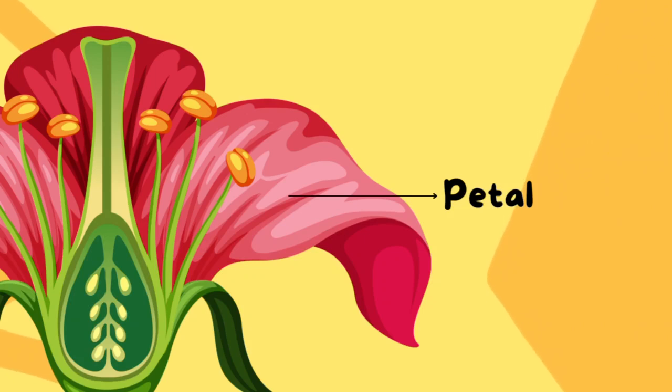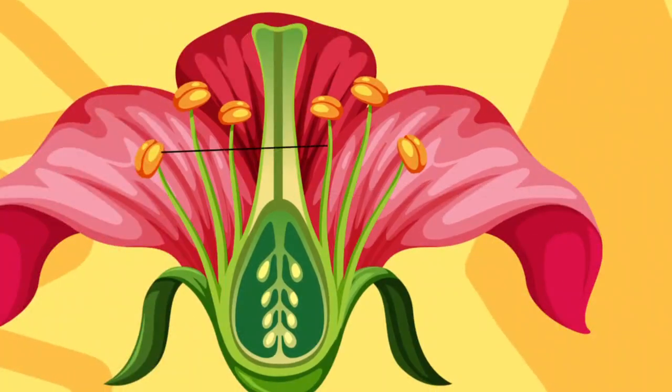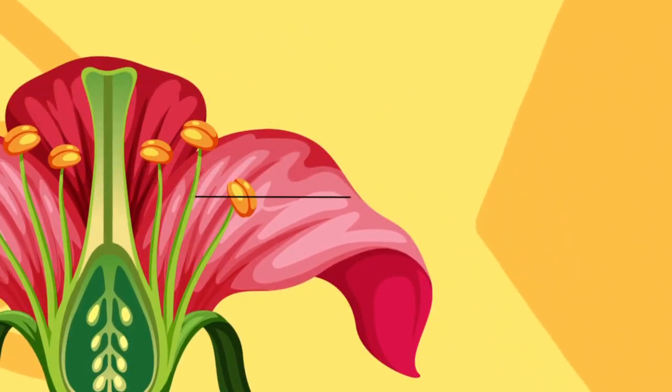Now let's talk about the important parts for reproduction, male organs and female organs. All the male organs are called stamen. It consists of 2 parts: anther, that has pollen grains inside, and the pollen grain is the male gamete. Filament, it only carries the anther.